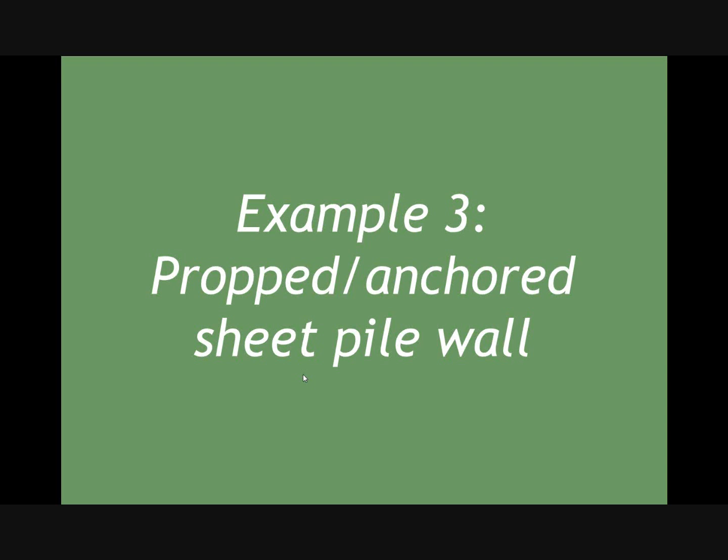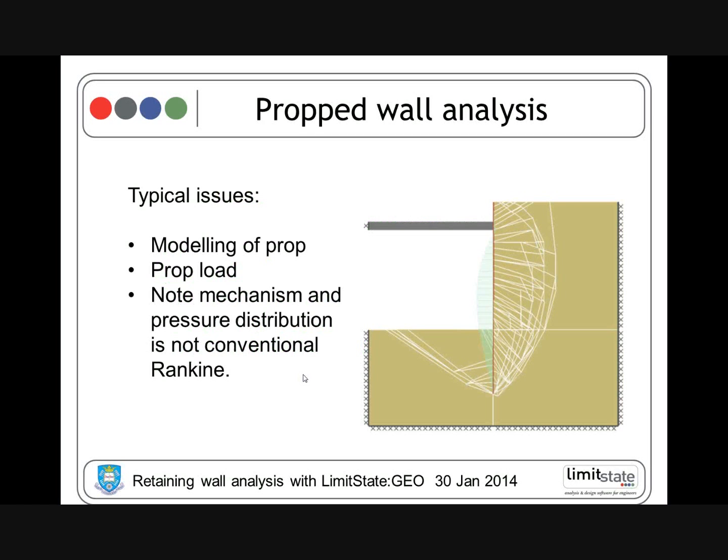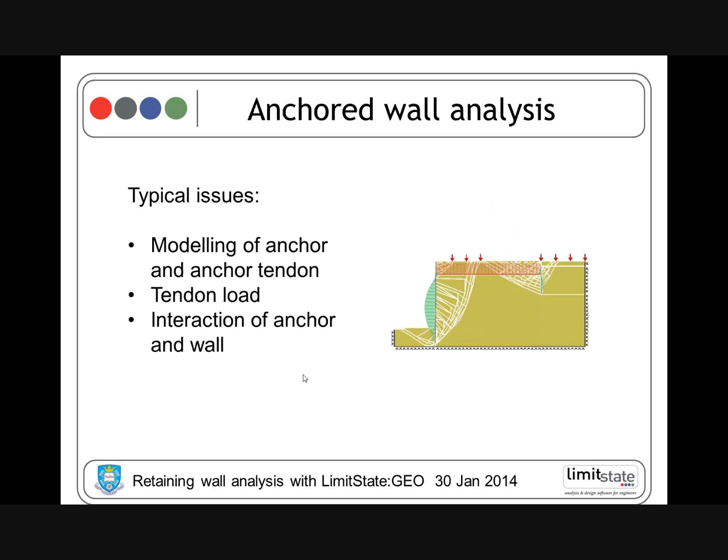Okay, we're going to finish off by looking at propped and anchored sheet pile walls. So in a propped wall analysis, typically, what we want to know is how do we model the prop, how do we get the prop load out at ULS, and what are the pressure distributions here. You can see the mechanisms look quite different to a cantilever wall because we're getting rotation about the prop. We don't get that classic active wedge on the right-hand side. And then for anchored walls, how do we model the anchor and the anchor tendon in this case? What's the load in the anchor tendon? Does the anchor interact with the wall? Those are the sort of issues we might be interested in. So we'll have a look at those.